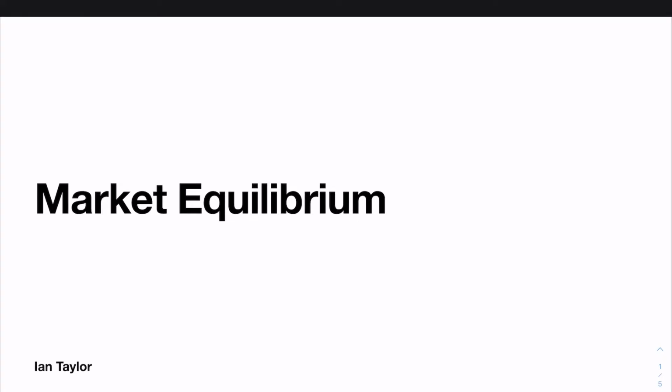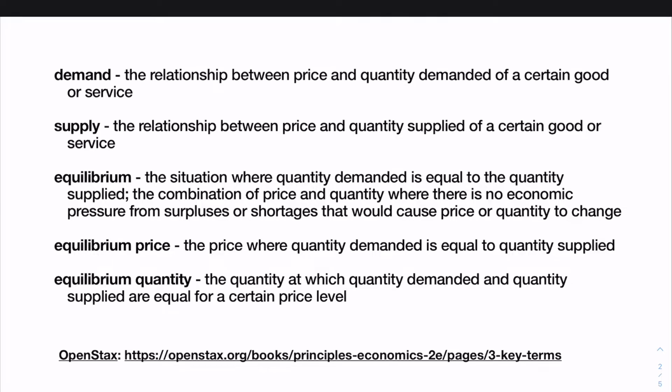In this video, you will learn about the market equilibrium. For the terms that we'll use today, we have demand. Remember, demand is the relationship between price and quantity demanded, and they have an inverse relationship. Companies will have a sale by lowering price, which will increase quantity demanded. That's our inverse relationship because they move in opposite directions.